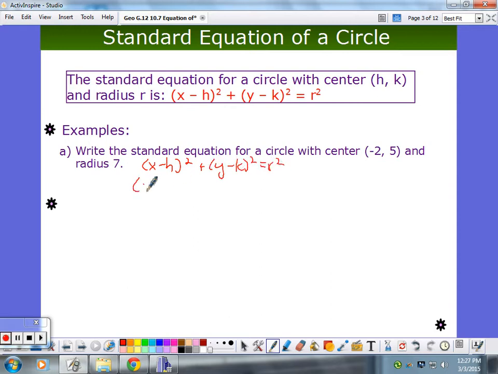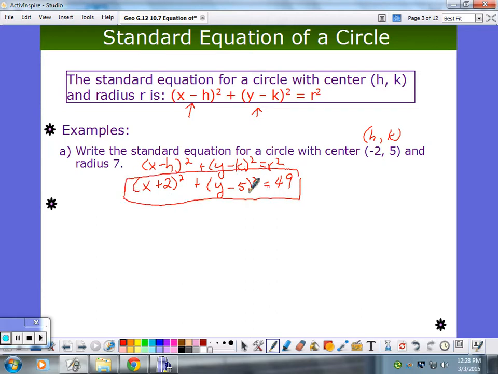So x minus, well, this is h comma k right here. So h is negative 2, and I'm subtracting a negative 2. We do have to be careful here. These are subtracts. So what's a minus minus 2? Plus 2. And then y minus k is y minus 5 squared. What's my radius? It's 7, right? So square that. So x plus 2 squared plus y minus 5 squared equals 49. That is the equation of that circle with the center of negative 2, 5 and radius 7. I think it's pretty simple. You're just doing those substitutions.